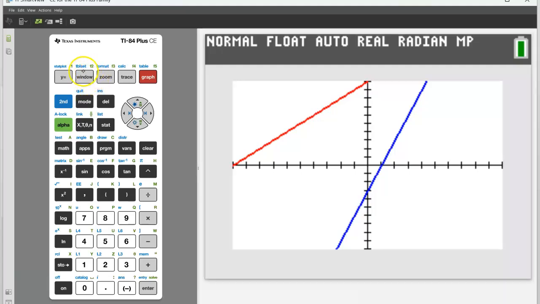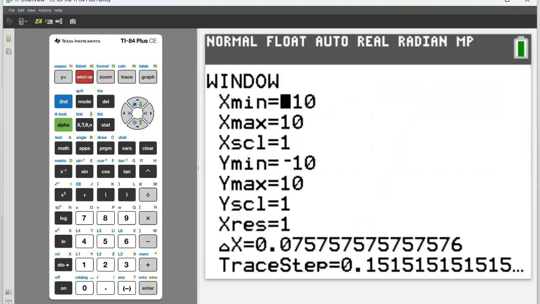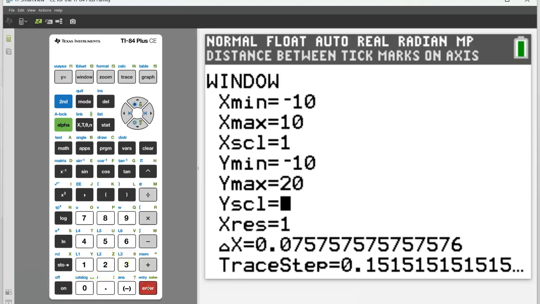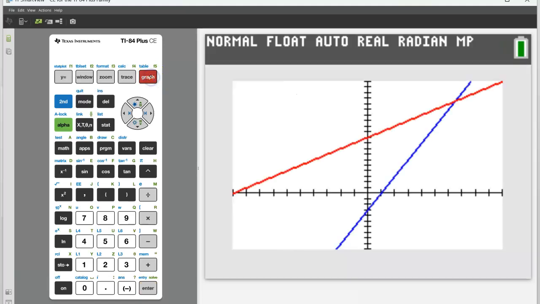Do you see where it says window? Window is how big the screen is. When we did a zoom 6, it took us to a 10 by 10 screen. I kind of want to see a little bit higher up because that's where it's going to be intersecting. So I'm going to go down to my Y max and I'm going to make it something bigger. And then I'm going to see again, did I capture the intersection point or did I not capture the intersection point?